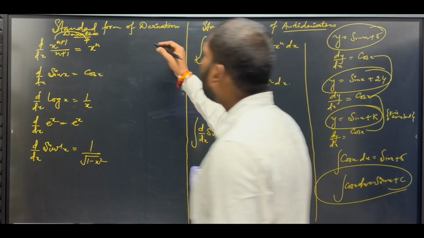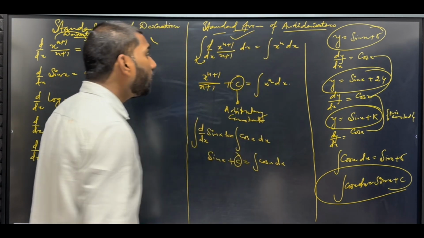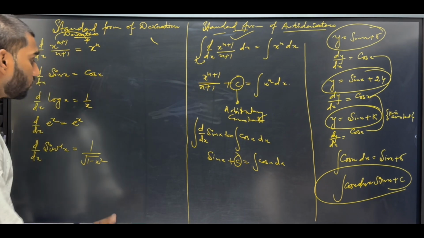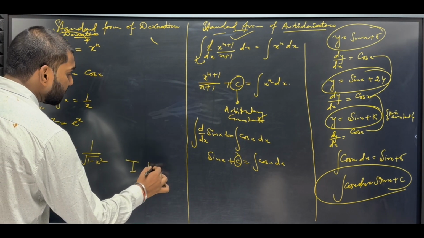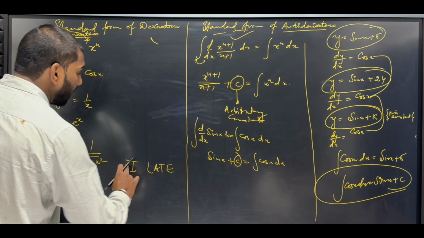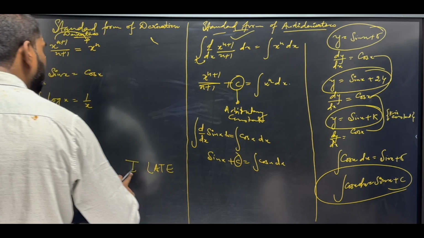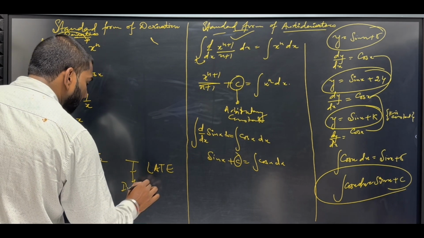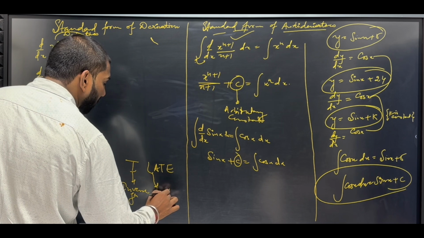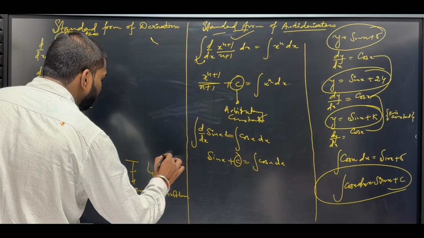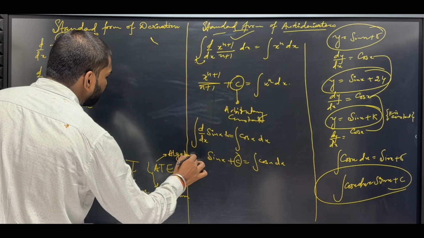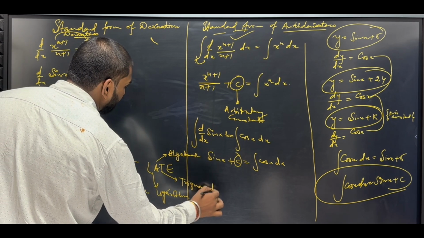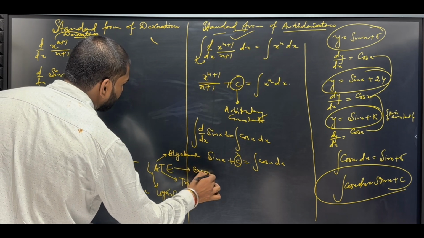This is called the standard form of the derivatives and this is called the standard form of antiderivatives. Like that, we can also explain that part. There are a total of 5 different functions in mathematics. I, L, A, T, E: I will represent the inverse function, L the logarithm function, A the algebraic function, T the trigonometric function, and E the exponential function.